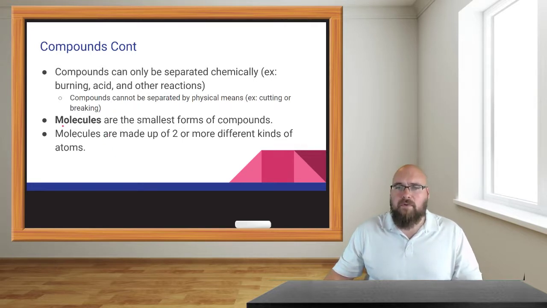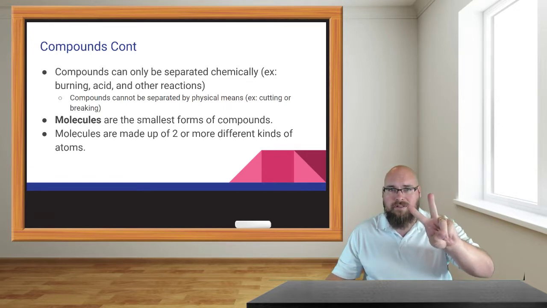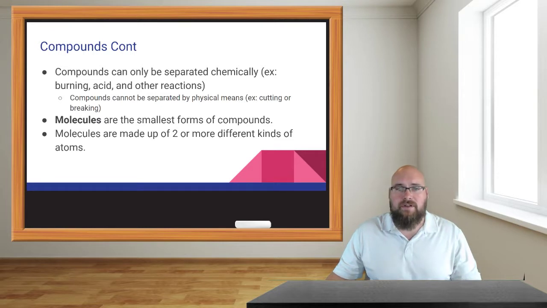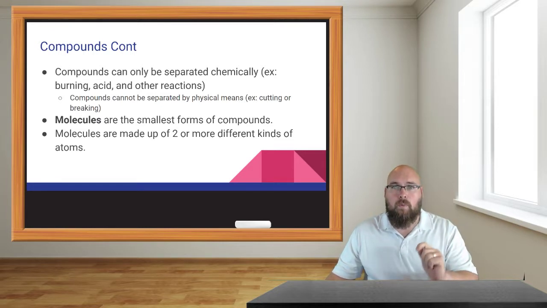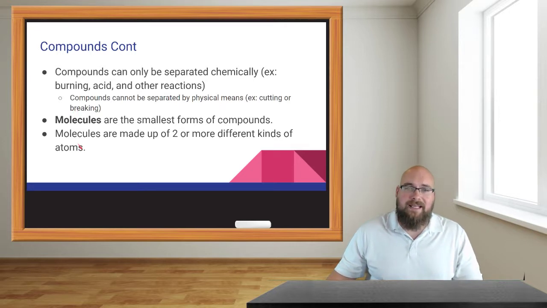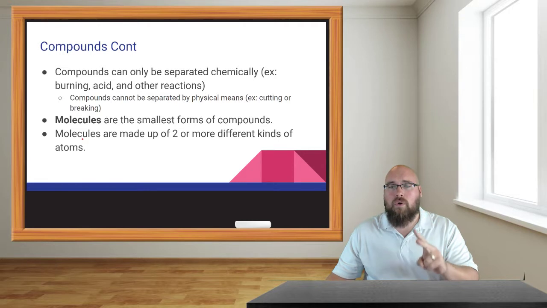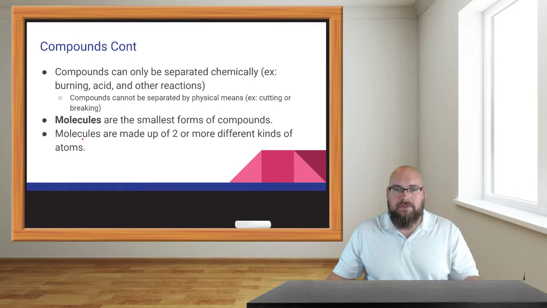Now, a little vocab for us: molecules. We did talk about this in class a little bit. Molecules are the smallest form that a compound can make. A single molecule of water has 2 hydrogens and 1 oxygen attached to each other. That would be the smallest form water can take, a single molecule. And again, molecules are when we have 2 or more different kinds of atoms. So molecules go along with compounds, not elements.